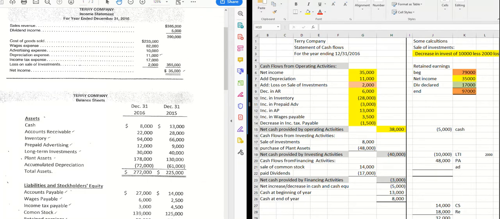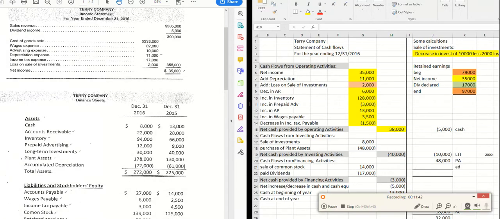And I don't really like using this mouse, but I guess I'm going to have to. If you think about your investments, I sold them. So I credited my investments account to get them off my books for $10,000. I sold them for cash, so I debited cash. And I'm trying to back into this amount because that goes on the cash flow statement.